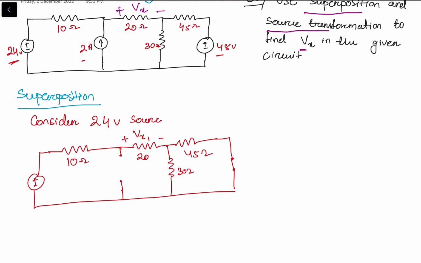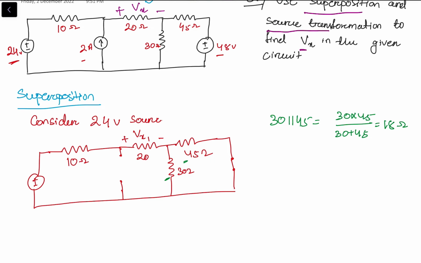Now, how to solve this? First we see that in this circuit, the 30 ohm and the 45 ohm are in parallel. So I have to find one equivalent value of the 30 ohm and 45 ohm. How can it be calculated? It equals 30 into 45 divided by 30 plus 45. If I calculate, this value comes as 18 ohm. I have already calculated that, and while practicing you need to calculate it on your own.